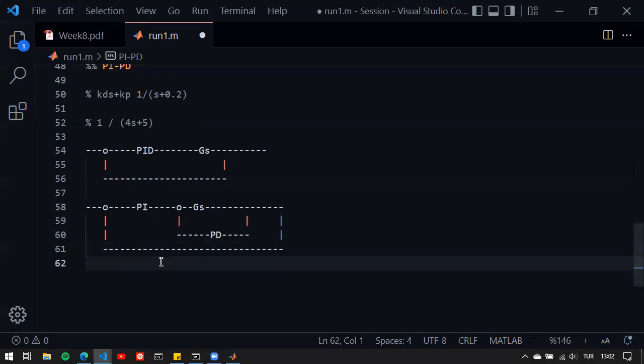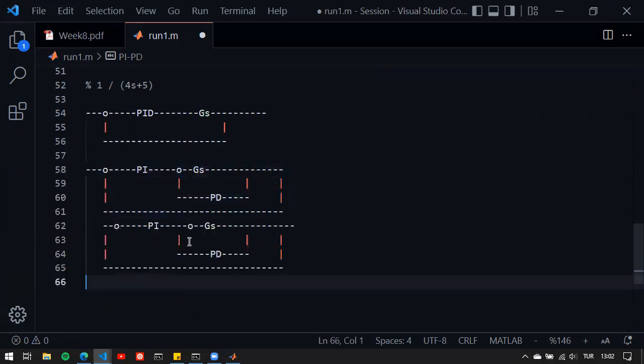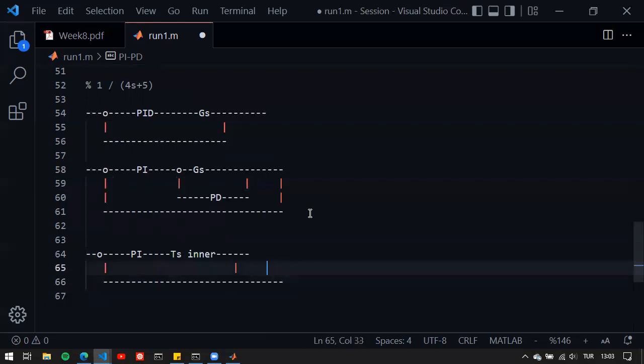So what will be the advantage of using this structure here? Well, as I've talked about the PD controller, if we calculate the closed loop of only GS and PD, we'll get basically no zero in the closed loop of this inner loop here. And then we'll use the closed loop transfer function of this. So that means that it will be converted into the following. We'll have, let's say, TS inner. So there will be an inner transfer function here.